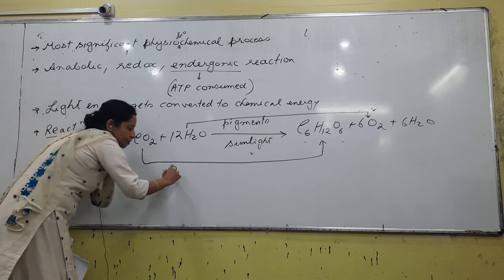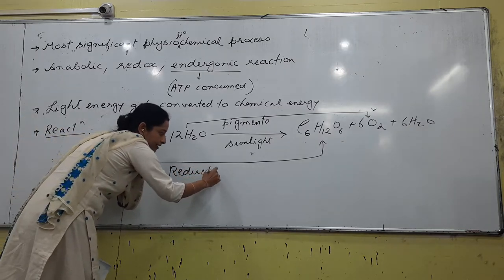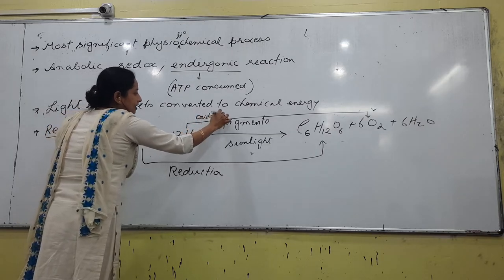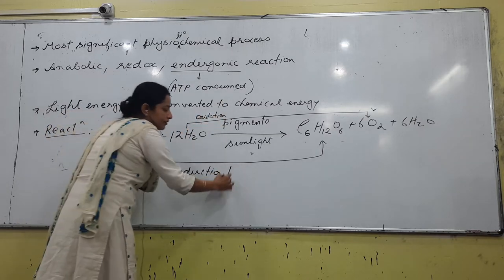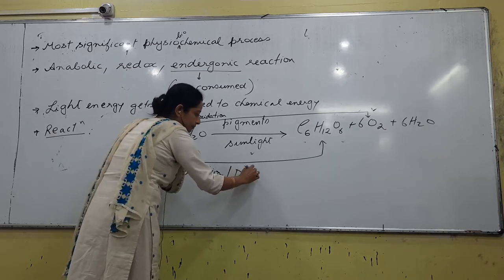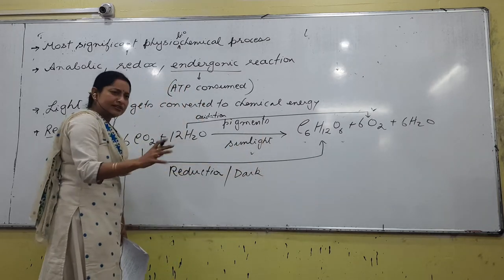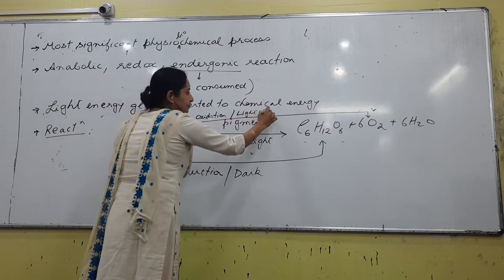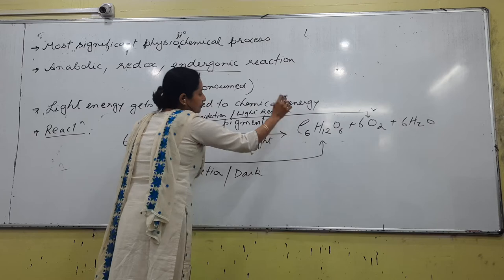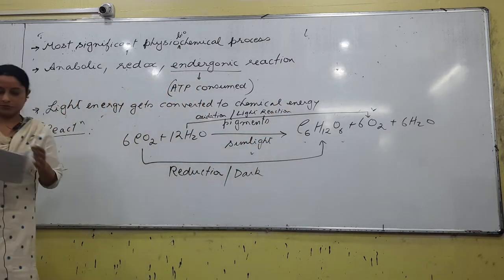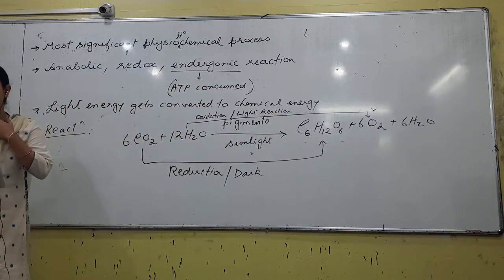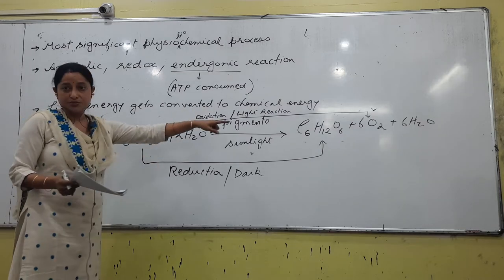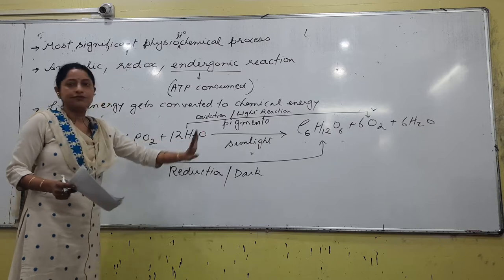So what process will this be? Reduction. And this will be? Oxidation, right? When is food prepared? In the dark reaction, and that is reduction. Is the point understood? Photosynthesis is divided into two parts, light reaction and dark reaction. In the light reaction, oxygen is produced. And in the dark reaction, the food gets synthesized.